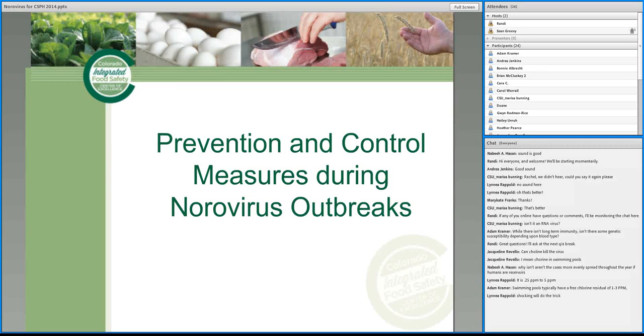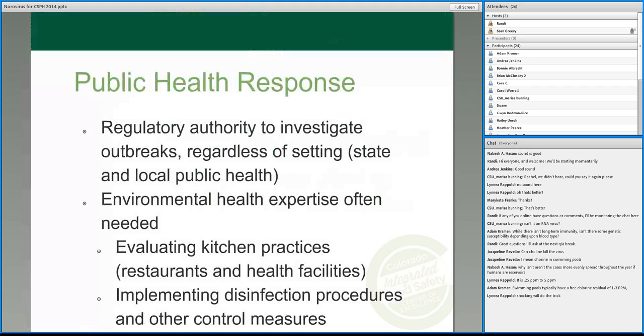Okay, so let's jump into control measures for norovirus. We'll start out by talking about the public health response. Our communicable disease regulations in Colorado give both state and local public health agencies the regulatory authority to investigate any outbreak, regardless of setting or believed etiology. And in Colorado, the vast majority of these outbreak investigations are happening at the local public health agency. They're the ones who are doing the bread and butter outbreak work.